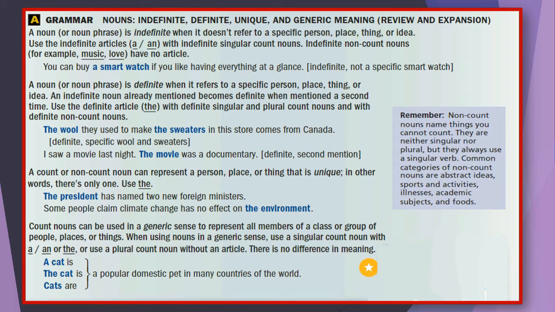A noun or noun phrase is definite when it refers to a specific person, place, thing, or idea. An indefinite noun already mentioned becomes definite when mentioned a second time. Use the definite article the with definite singular and plural nouns and with definite non-count nouns, as you can see in the example.